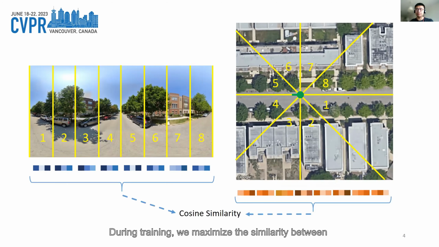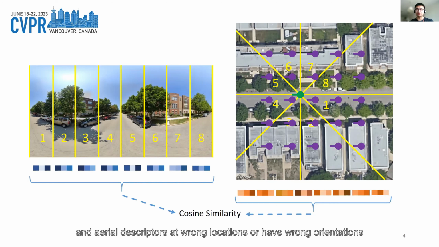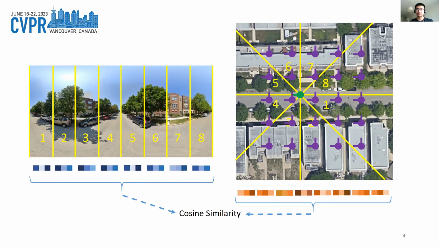During training, we maximize the similarity between the ground descriptor and the aerial descriptor at the ground truth pose, while minimizing the similarity between the ground descriptor and the aerial descriptors at wrong locations or with wrong orientations.